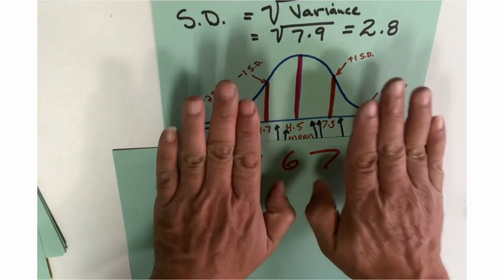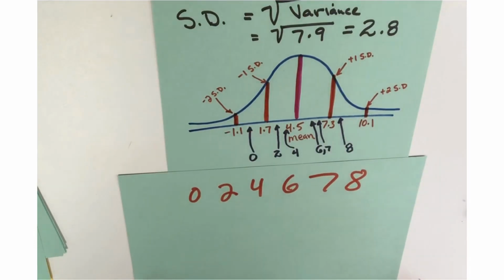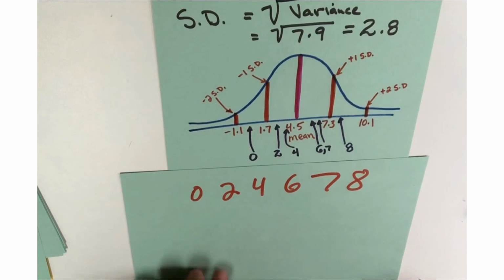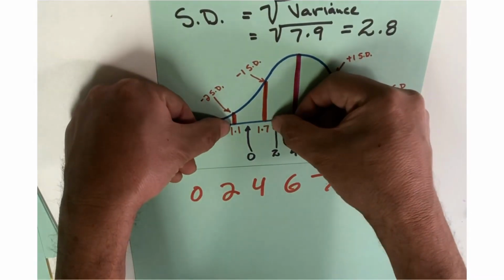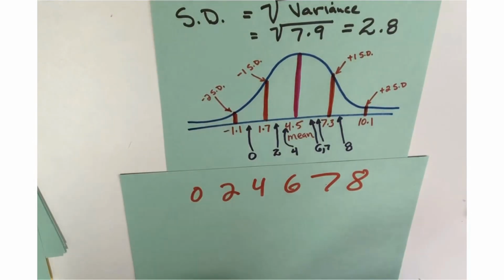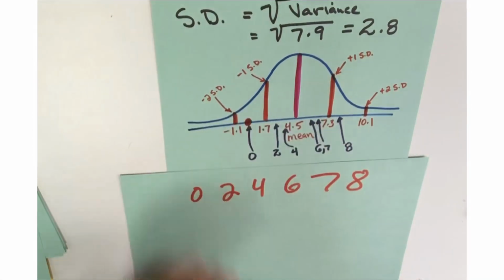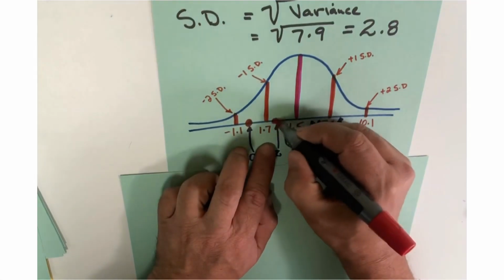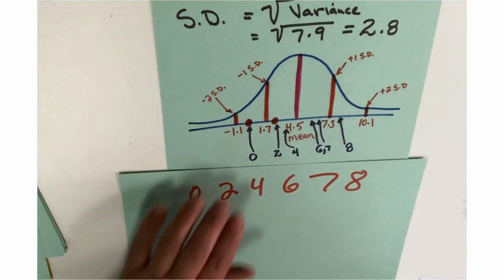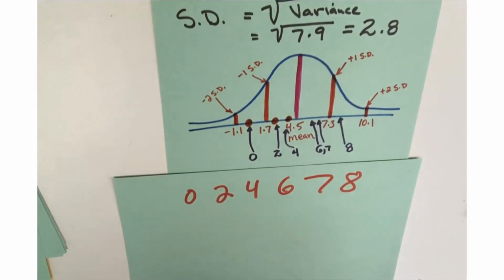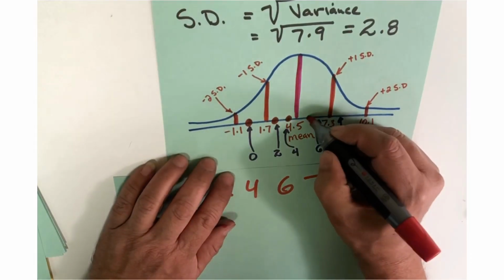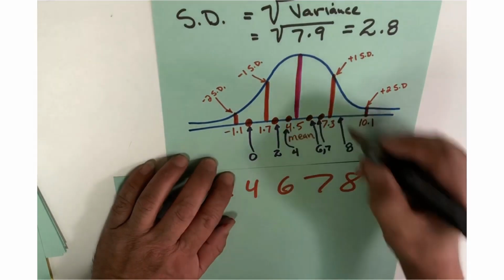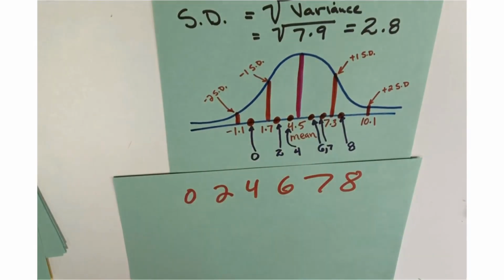Okay, now I'm going to plot those numbers right there. 0, 2, 4, 6, 7, and 8. Okay, 0 is between negative 1.1 and 1.7. It would be right smack right there somewhere. 2 is a little bit to the right of 1.7, which would be right there. 4 is right before 4.5. 6 is right after 4.5. 7 is right before 7.3. And 8 is after 7.3.